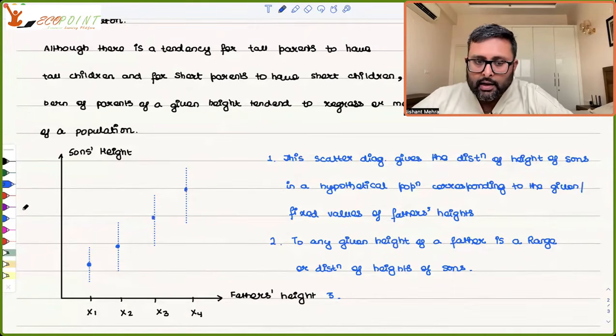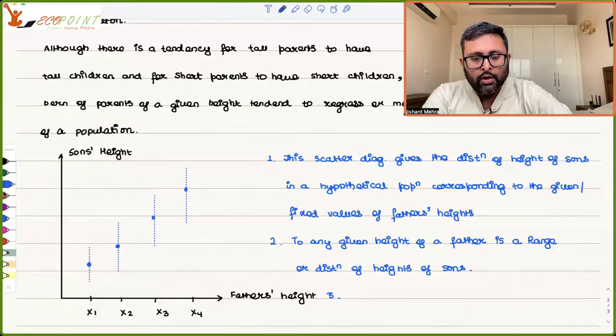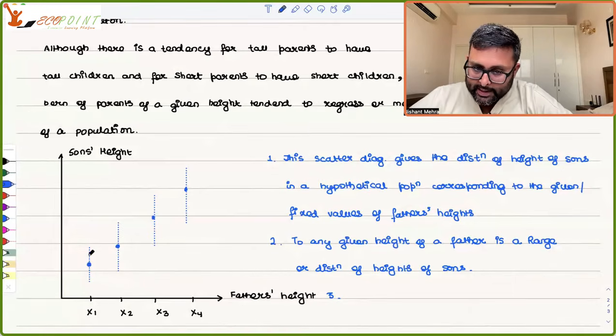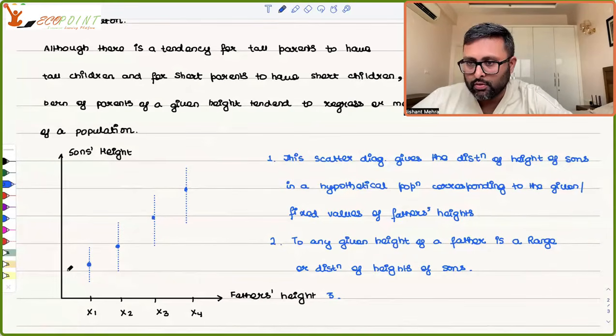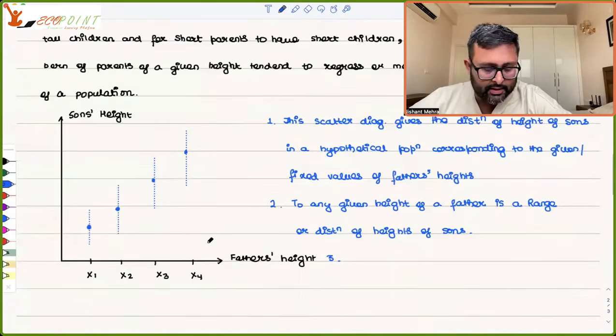Okay, first of all, let's go slow. So what you have is, yes, there is a variability in the height of the sons. But as the height of father is increasing, you can see that the average height is also increasing. No? That's right. So please write it.